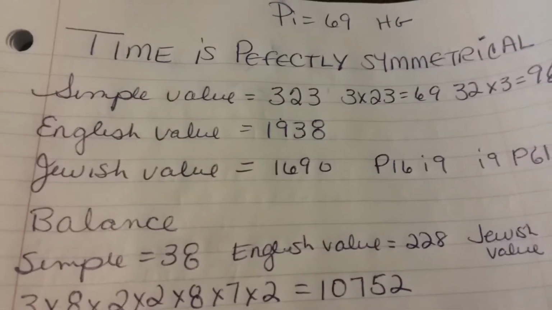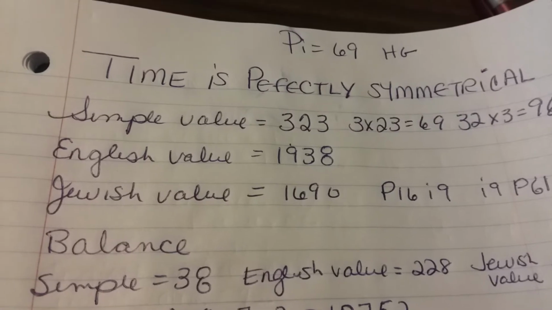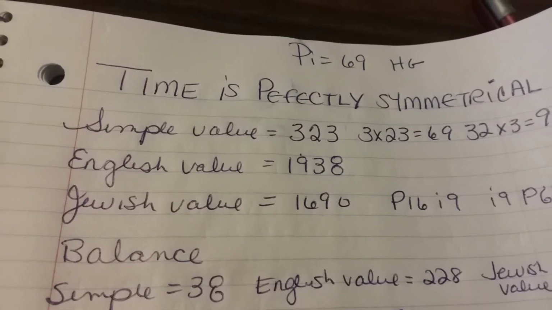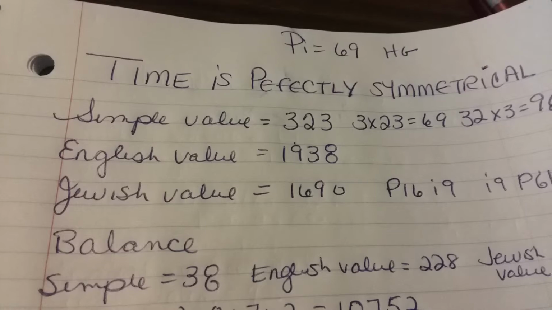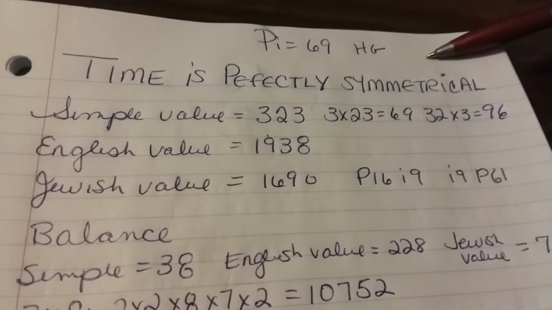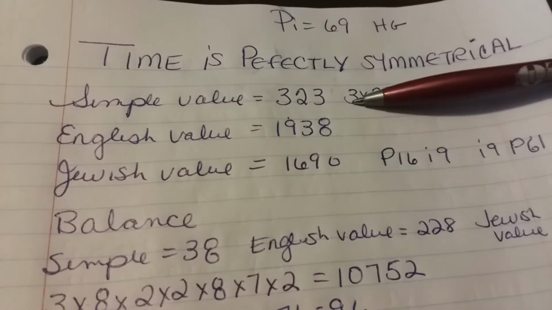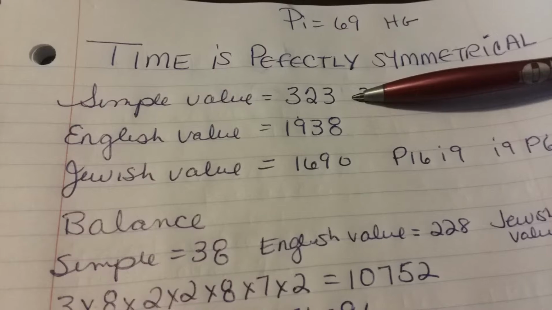Okay, in my last video I talked about the number 1111, how it has to do with time becoming even, time being balanced, time being symmetrical. I'm going to do some more numbers on that. And to start with, if you put the phrase "time is perfectly symmetrical" in the gematria calculator, it's going to equal 323 in the simple value.